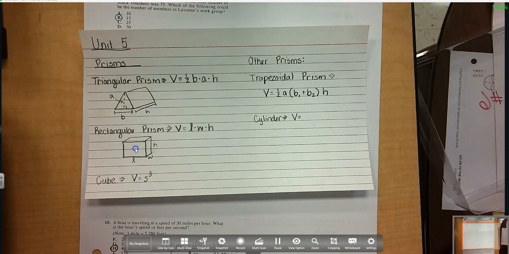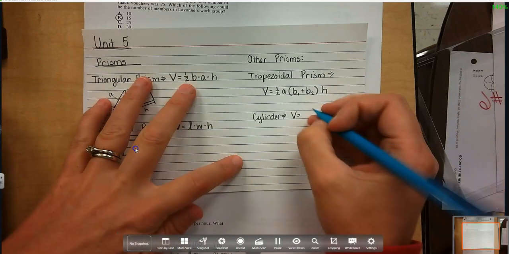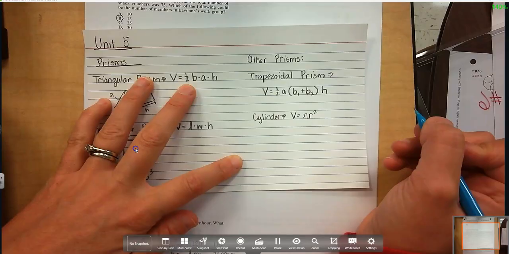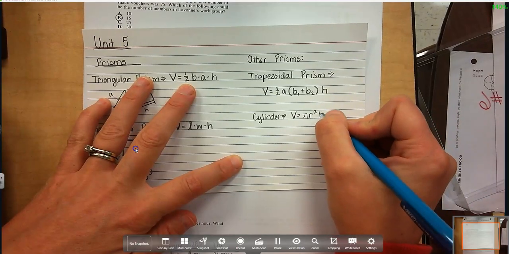It has 360 degrees. That is true, but that is more for angles within the circle. Starts with pi. You're close. Nope, you're close. There's a square in it. Nope. Pi times the radius squared. So the area of a circle is pi r squared, right? And then you multiply that by the height.